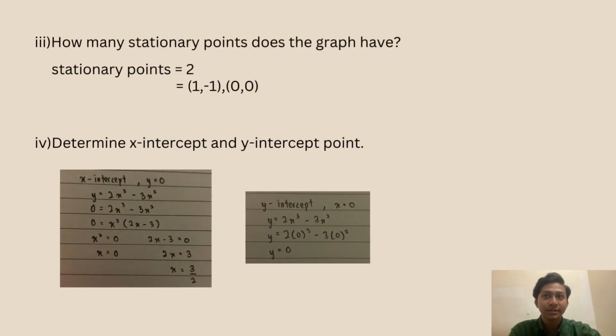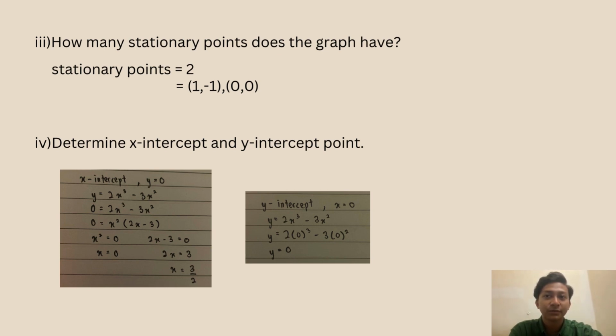So the next question is, how many stationary points does the graph have? The stationary points on the graph are 2. There is (1, -1) and (0, 0). So the next question is, determine the x-intercept and y-intercept points. For the x-intercept, y equals 0. So y equals 2x cubed minus 3x squared.